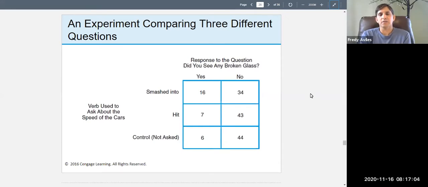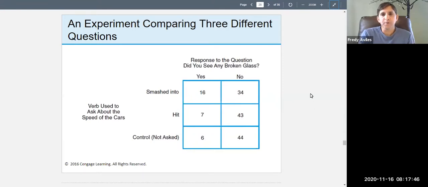Or actually, they weren't asked about broken glass at all, but just asked about how fast. Well, here's the thing, let me try to remember this correctly. So, did you see any broken glass when the cars smashed into each other, when they hit each other, and the control, how would the control be? Did you see any broken glass? I guess it wouldn't say smashed into or hit. And you can see the percentages that when you ask the question, did you see any broken glass when the cars smashed into each other?